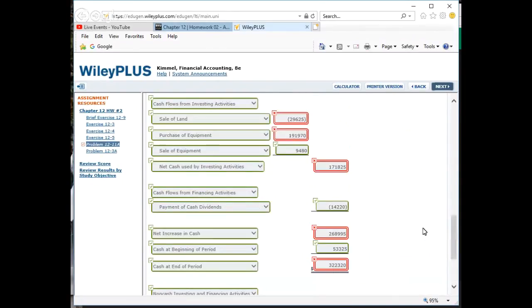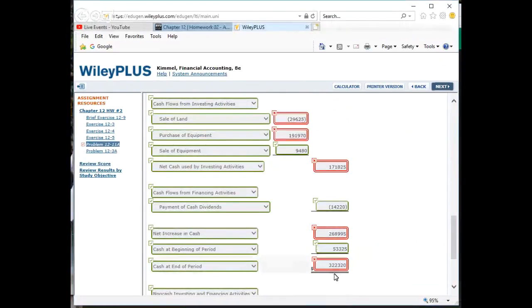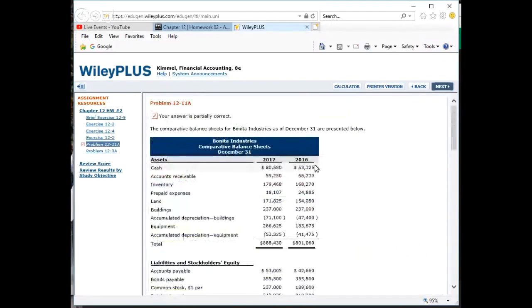Clearly, the net cash, the net increase in cash, and the cash at the end of the period were wrong because these two values, the sale of land and the purchase of equipment, were wrong. And real quick, just in case anybody is not understanding where I got the cash at the beginning of the period from, that's the very first cash number in the 2016 year.